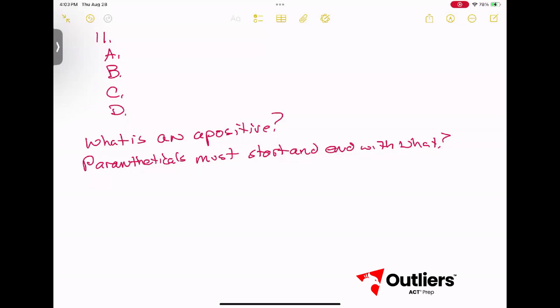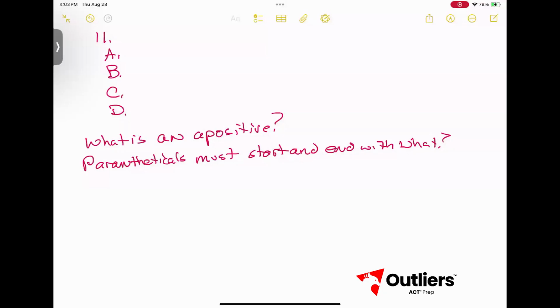As always, please retry the question before watching the video. There are two things you need to know to be able to answer this question. If you don't know the answer, please add it to your cheat sheet, master it, and go back 5 before continuing in the video. And the thing we need to know is, what is an appositive?